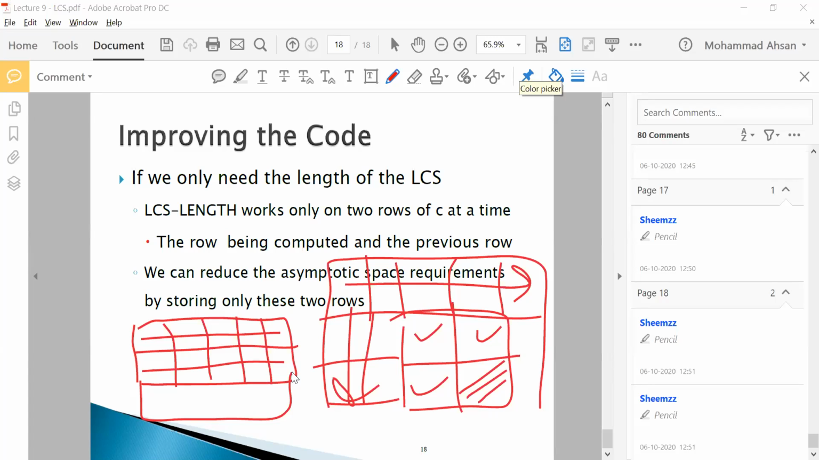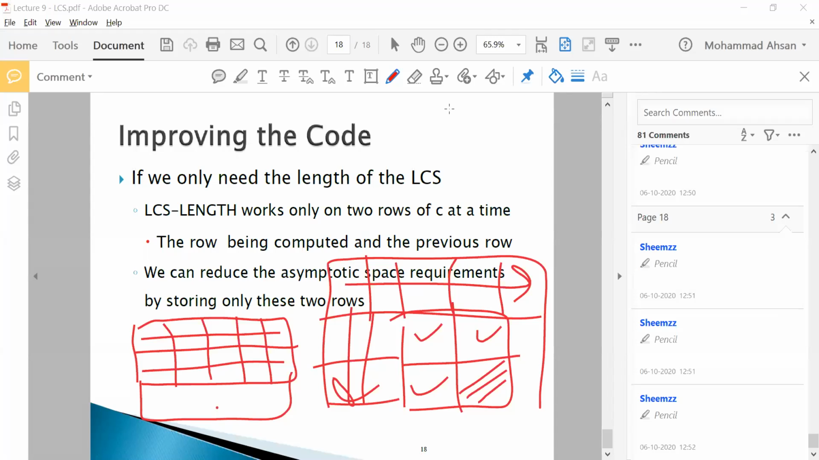The question is, do we need to construct the C array? The problem is finding the longest common subsequence. If you have to give the length, you obviously have to construct the C array. So the problem has two aspects: one is the length, and the other is which one is the longest common subsequence. It depends on the problem, but generally you will either be asked the length of the longest common subsequence, or you'll be asked what the longest common subsequence is, and then you need to print it.